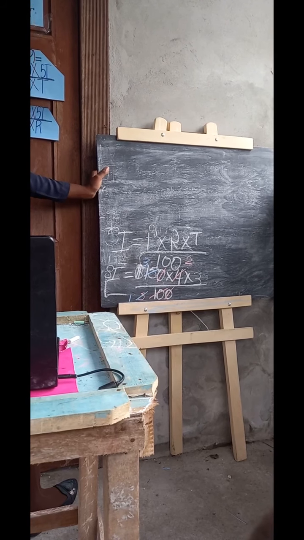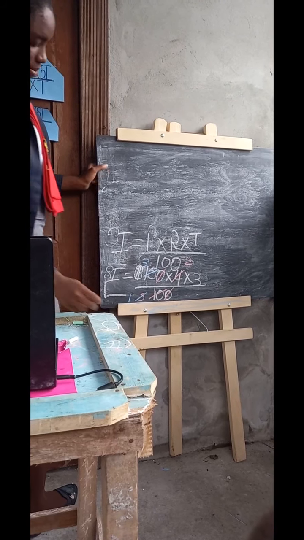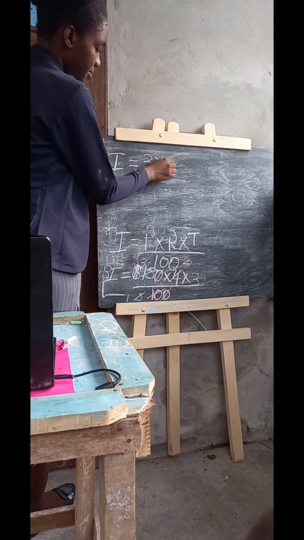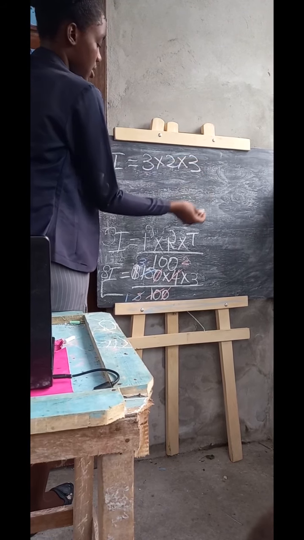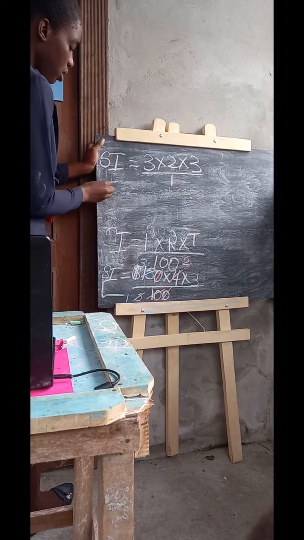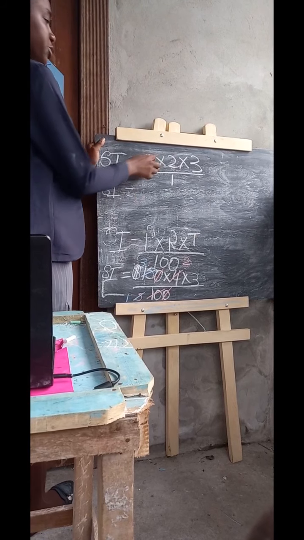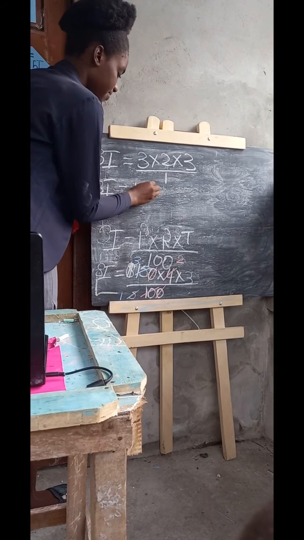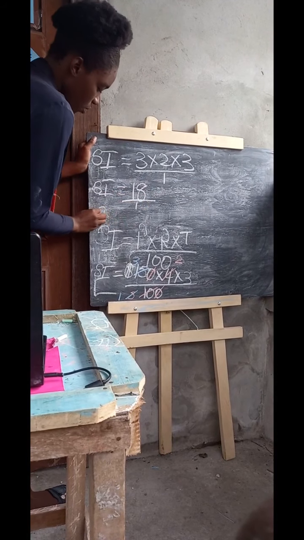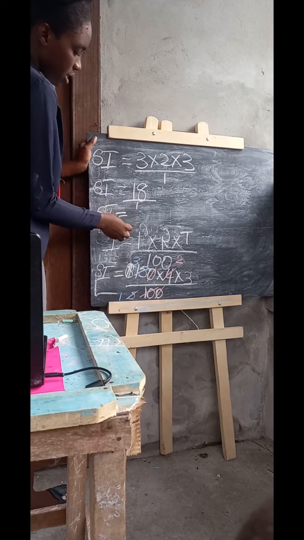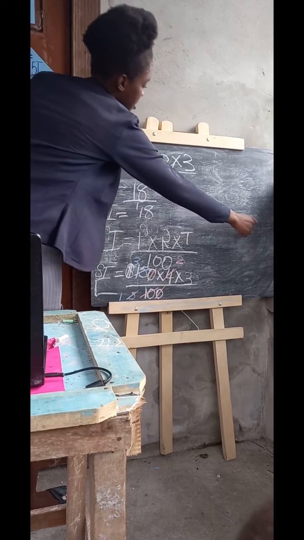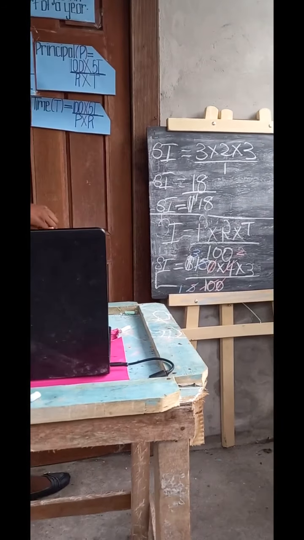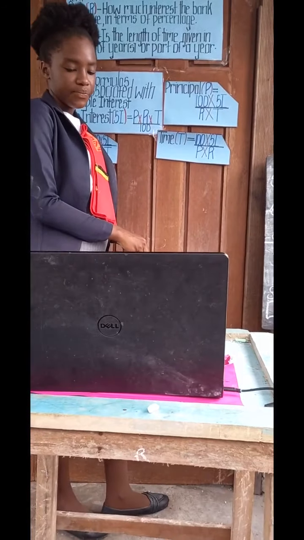Right? So there's nothing else we can cancel out. So what do we have remaining? Simple interest is going to equal 3 times 2 times 3 over 1. So our simple interest, 3 2s, 6, and 6 3s, 18, divided by 1. So our simple interest for this question is 18. Right? And put it in dollars. Is that clear? Very well.